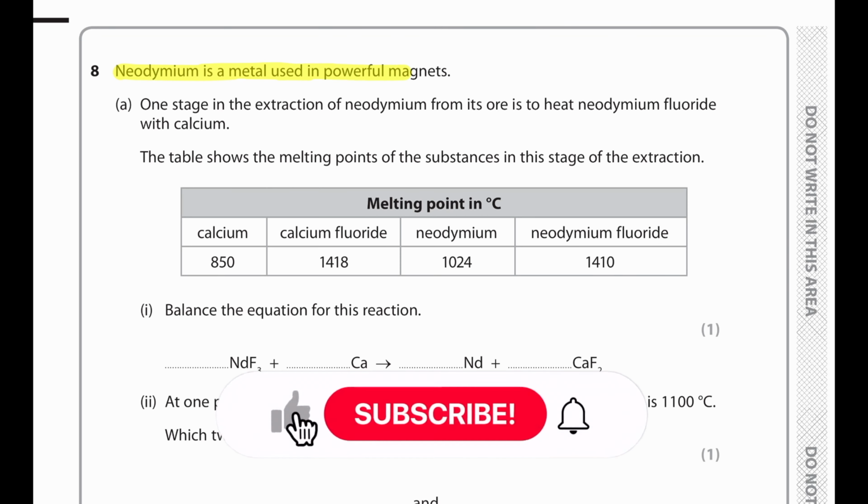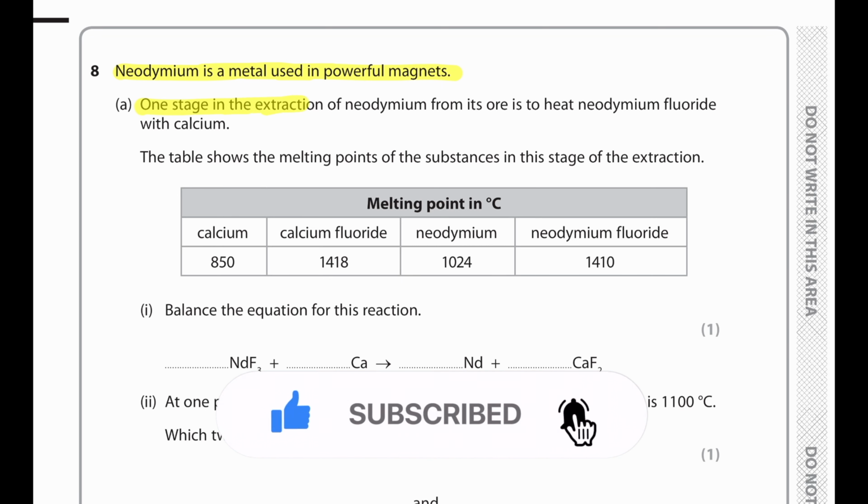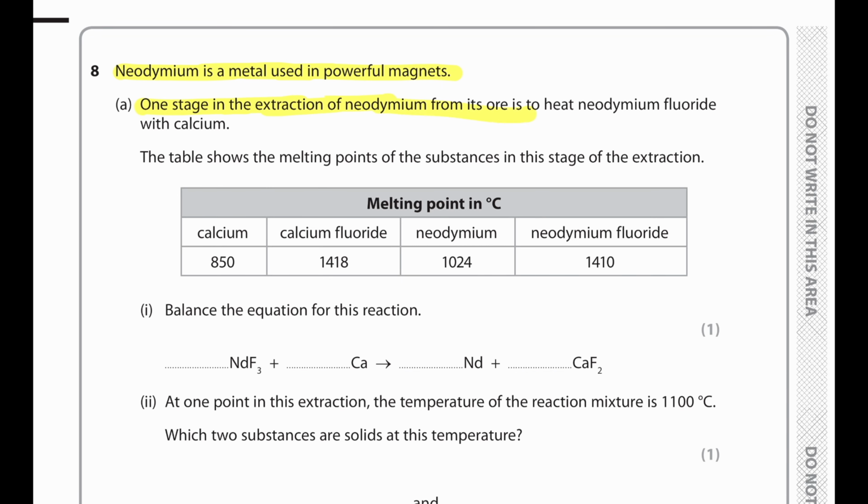Neodymium is a metal used in powerful magnets. One stage in the extraction of neodymium from its ore is to heat neodymium fluoride with calcium. The table shows the melting point of the substances in this stage of the extraction. So we have calcium, calcium fluoride, neodymium, neodymium fluoride, and our melting points are provided. Balance the equation for this reaction.